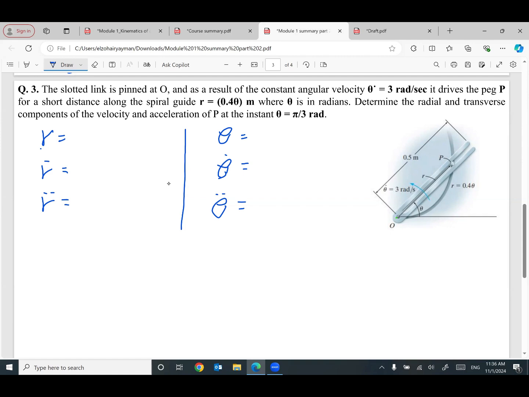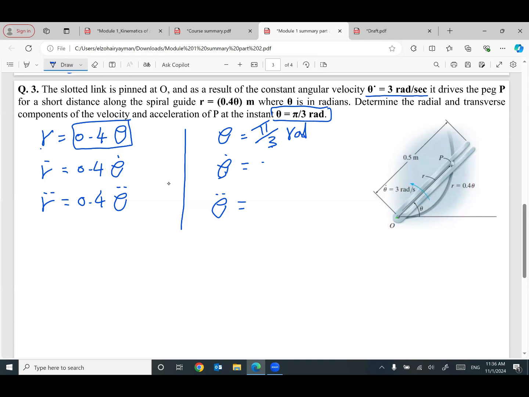So the radius is given, 0.4 theta. If you differentiate this expression with respect to time, it will be 0.4 theta dot, and one more time, 0.4 theta double dot. Theta is given, pi divided by 3 radian. Theta dot is given here, 3 radian per second.